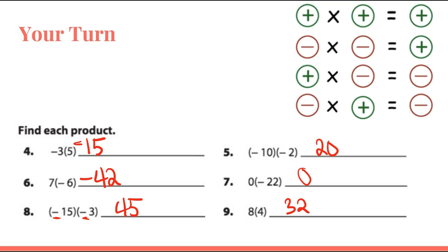Okay, so if you remember your rules, if you remember the signs are the same, the answer is positive, and the signs are different, the answer is negative, you're going to have no problem multiplying integers. If you have any questions, please feel free to ask, comment, do whatever you have to do.